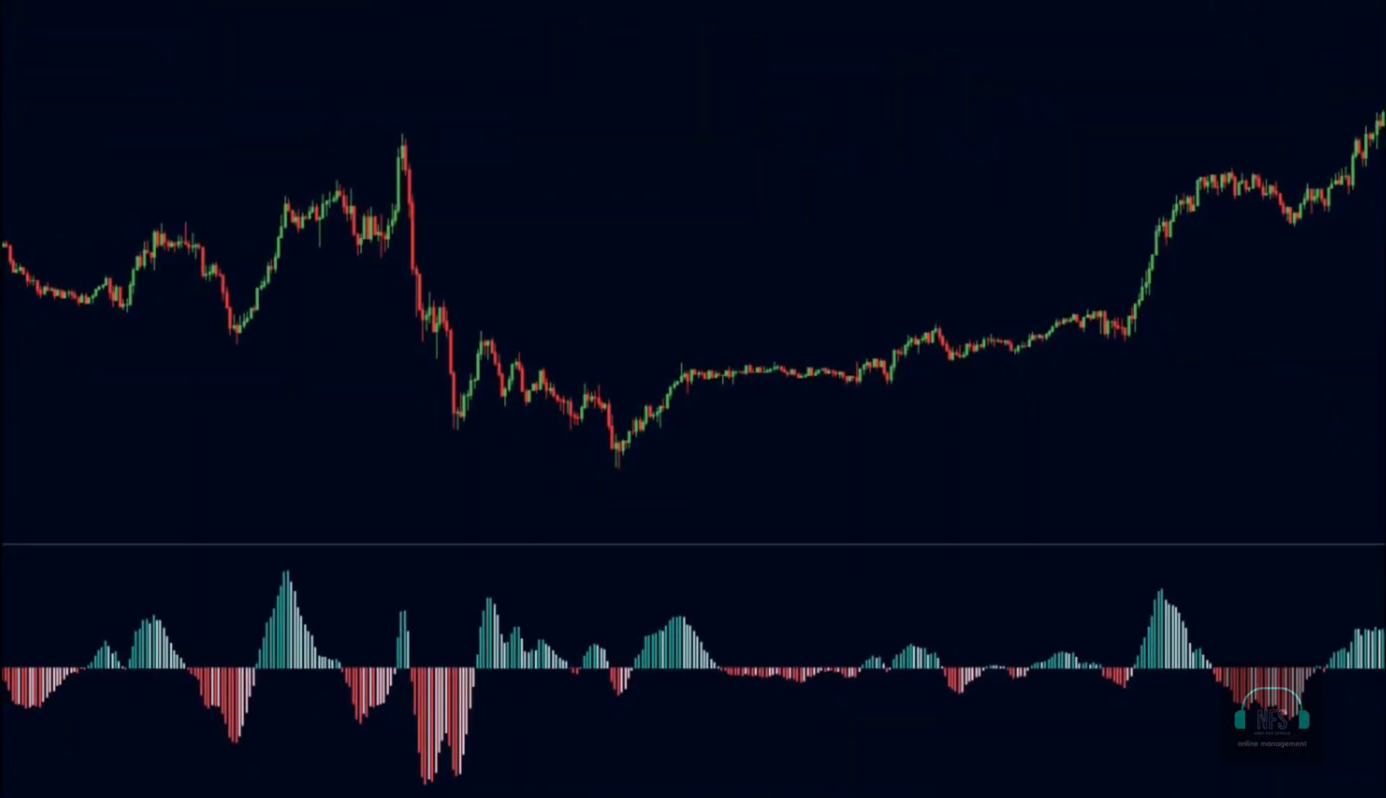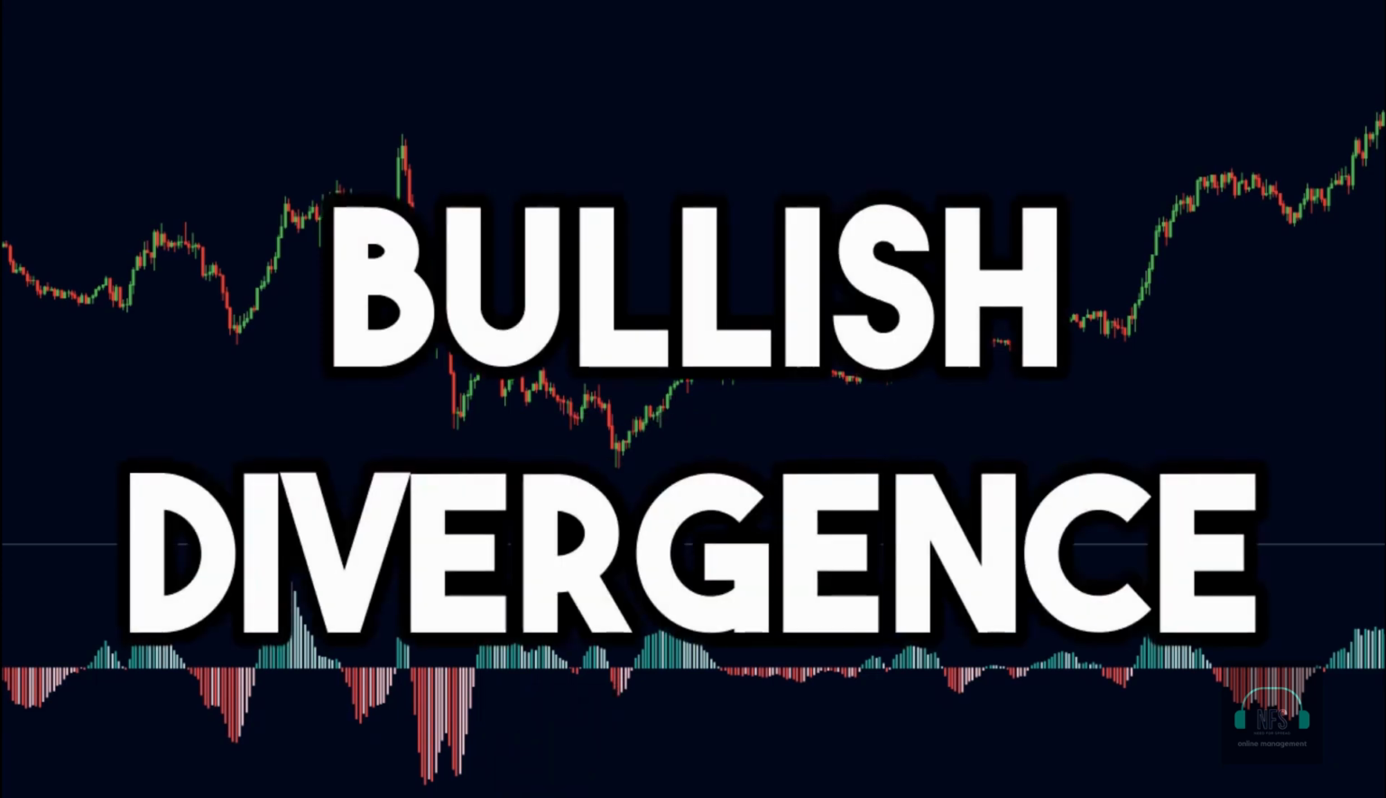Let us now look at a bullish divergence. Here we see that the price made a parabolic down move. This was represented by these big red bars on the MACD. Then the price makes a pullback, and the MACD makes these green candles. Then we see that the price breaks the previous low to make a lower low. But at the same time, the MACD makes a higher low. This is called a bullish divergence.